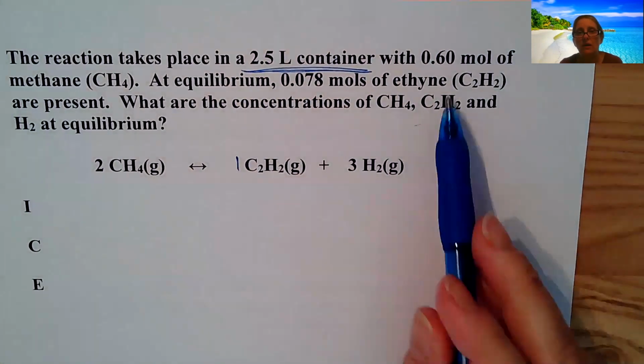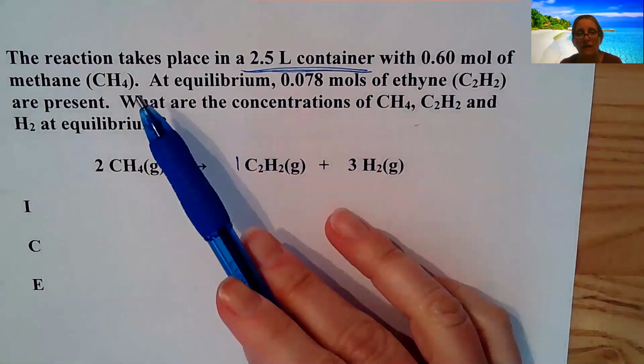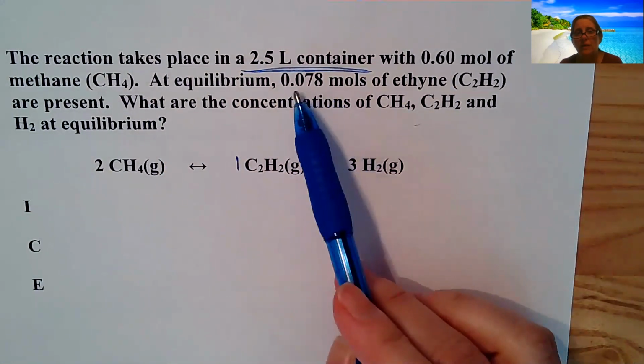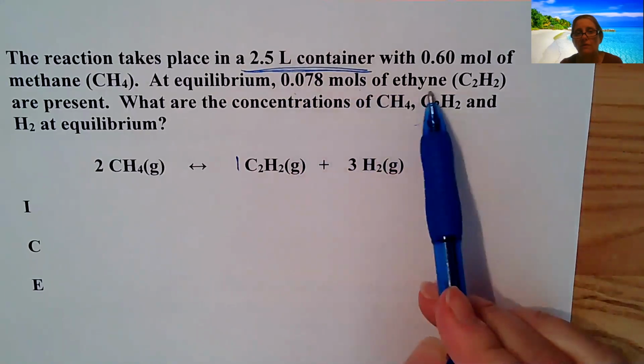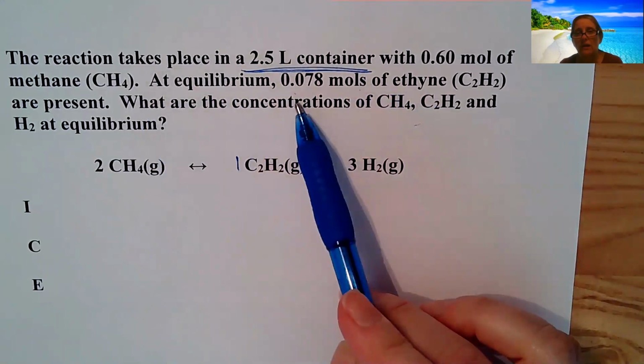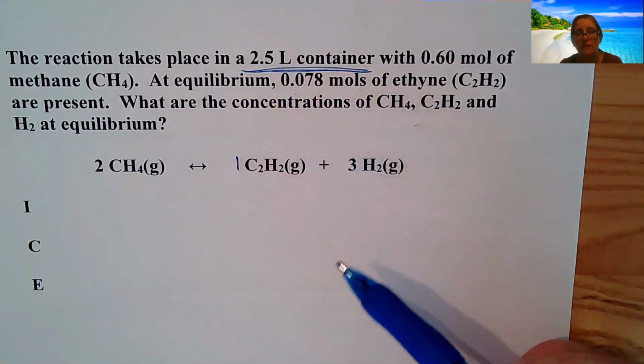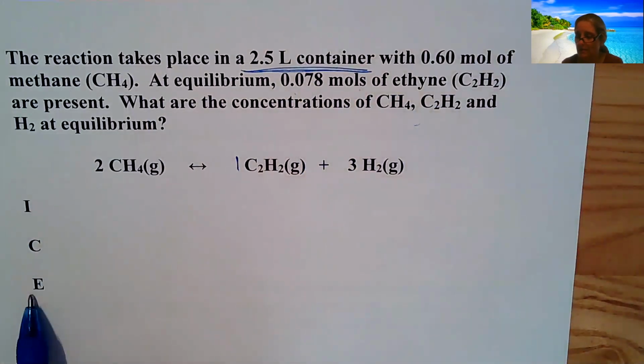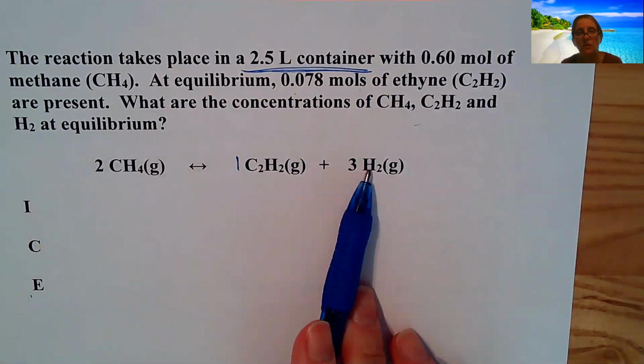Okay? And I'm starting with 0.6 moles of methane. At equilibrium, I'm given 0.078 moles of ethine are present. What are the concentrations of each one of these species at equilibrium? So here's my ICE chart and here's my balanced chemical equation.